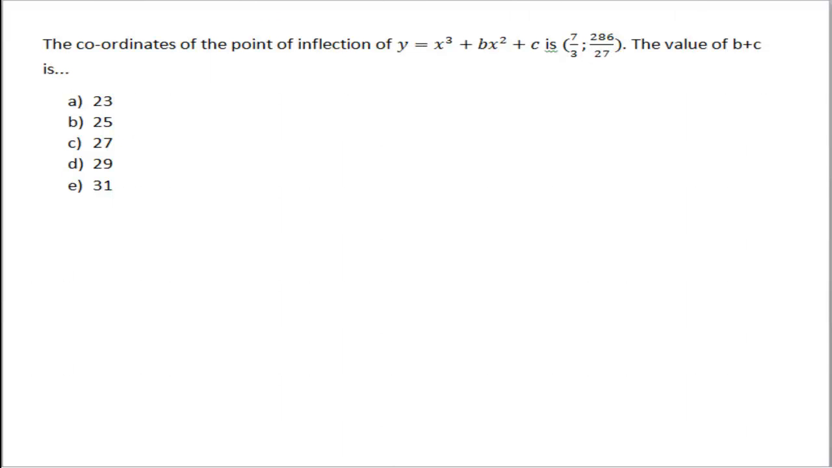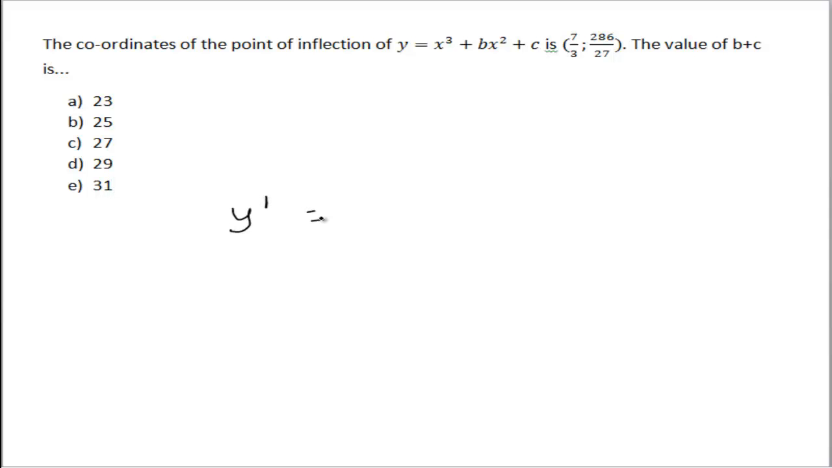This problem is G1, and you will notice it's the multiple choice that we've added on. The coordinates of the point of inflection are given, and they want you to find the value of B plus C. Now it is fairly obvious that some of these problems you don't really see. Now we know the point of inflection is the second derivative.